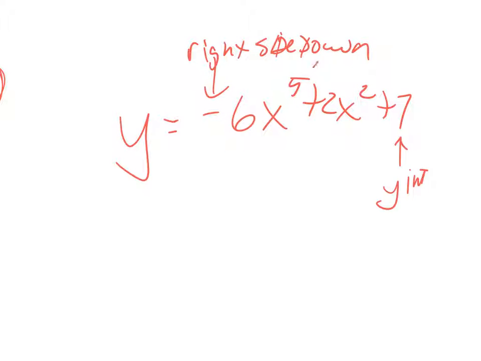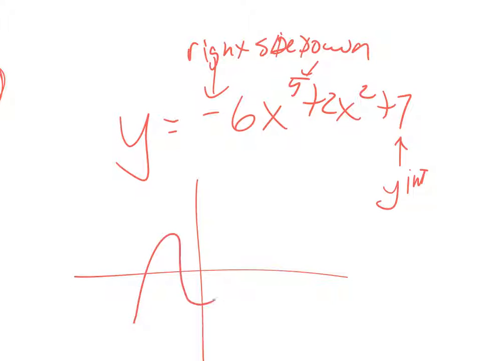And last but not least, if it's got a power that's odd, you know that both ends have to be going the opposite way. So could what I just drew here possibly be the right answer? No, it's wrong in like 6 ways. Tell me one way it's wrong.